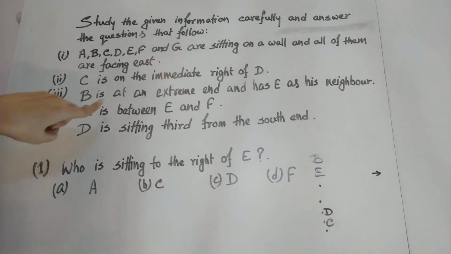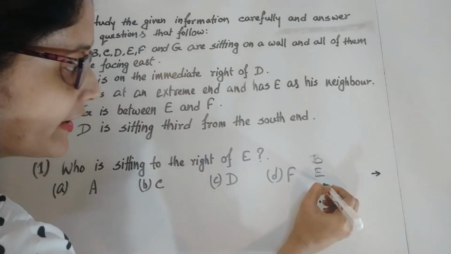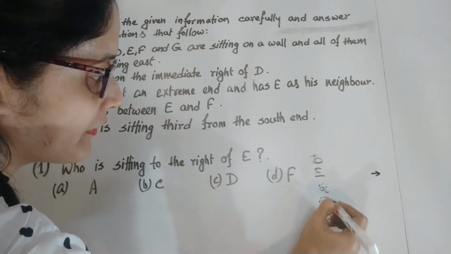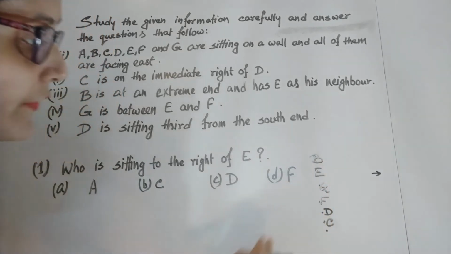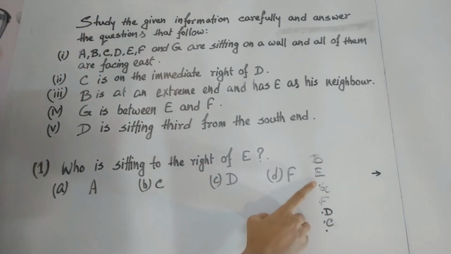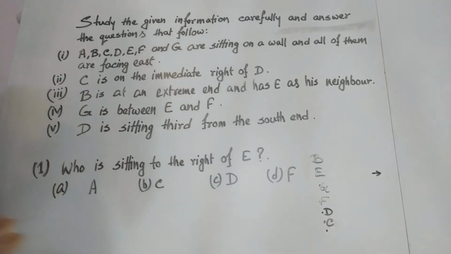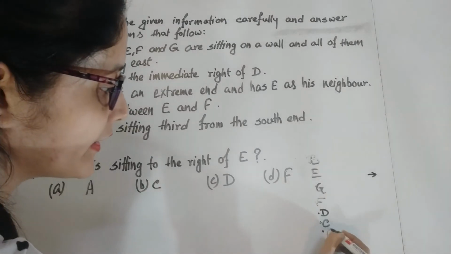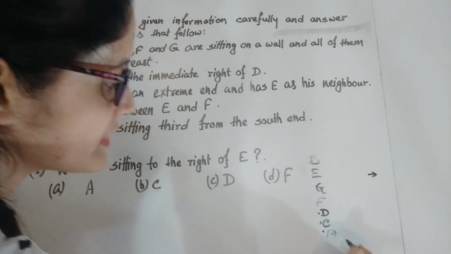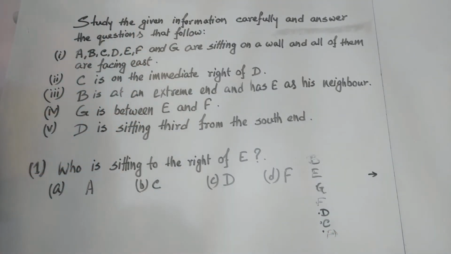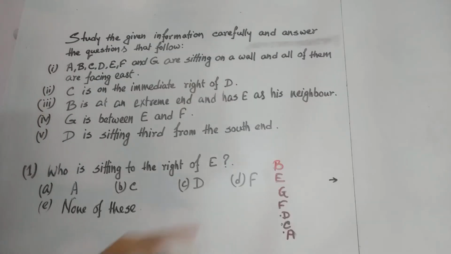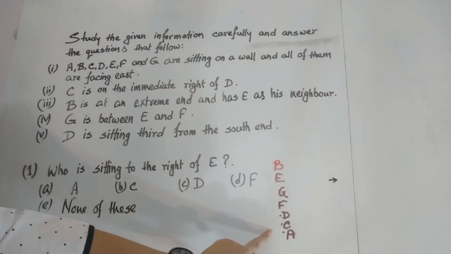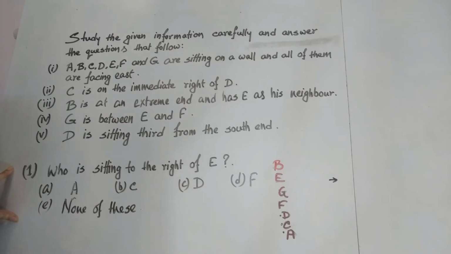Number 4, G is between E and F. So, E is there. G is between E and F. So, definitely G will be here and F will be here. Now, which one is left? Only A is left. So, definitely A's position will be here. Now, it will become easier for us to solve all the problems. If we are able to derive these positions, it will become very much easier for us to solve all the problems.